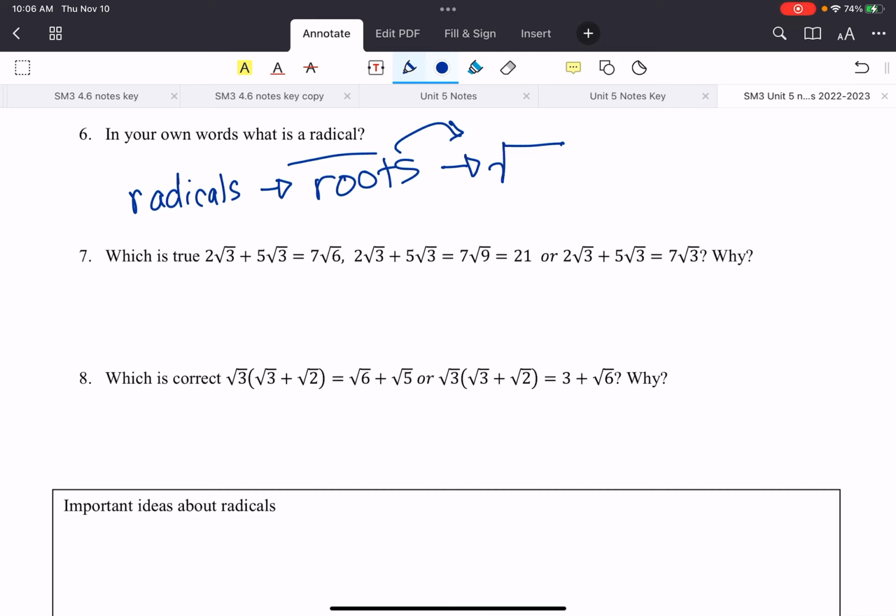Let's look at this. Which of these are true? Is it going to be the first, the second, or the third? Look at it and think, what do you know?